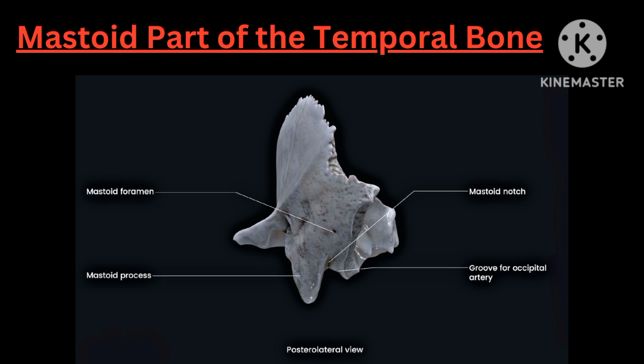The mastoid process is an extension of the temporal bone located behind the ear, just posterior to the external acoustic opening. It is somewhat conical in shape. It serves as a major attachment site for muscles, including sternocleidomastoid muscle, splenius capitis muscle, longissimus capitis muscle, posterior belly of the digastric muscle.